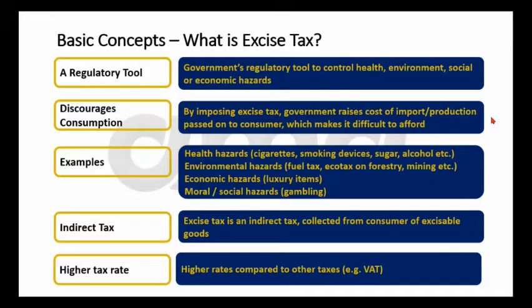We can see certain examples like health hazards, for example, cigarettes and smoking devices, sugar, alcohol, and similar things which affect the health of human beings. Also, the environmental hazards, like fuel tax and eco tax, are charged on fuel, forestry and mining. Then there are economic hazards, like certain luxurious items on which some regulatory duty is imposed. And finally, there are also some moral hazards. The government charges some duty, for example, on gambling. It is the consumer of excise goods who pays this tax.